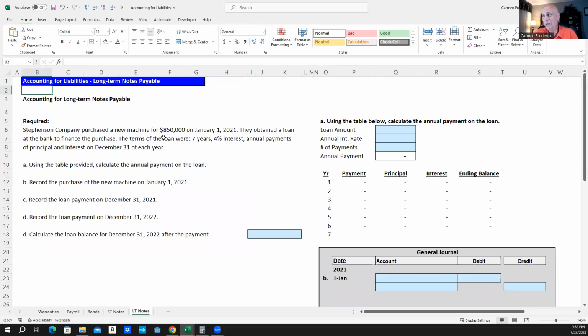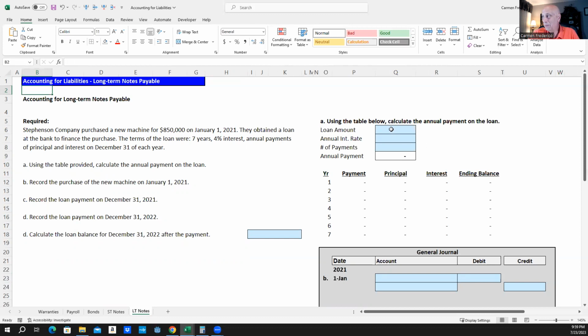Stevenson purchased a new machine for $850,000 on January 1st, 2021. They obtained a loan at the bank to finance the purchase. The terms of the loan were 7 years, 4% interest, annual payments of principal and interest on December 31st. I used annual payments. That doesn't happen in real life, but to keep it simple, typically banks want to be paid monthly, but to keep this illustration simple, I used annual payments.